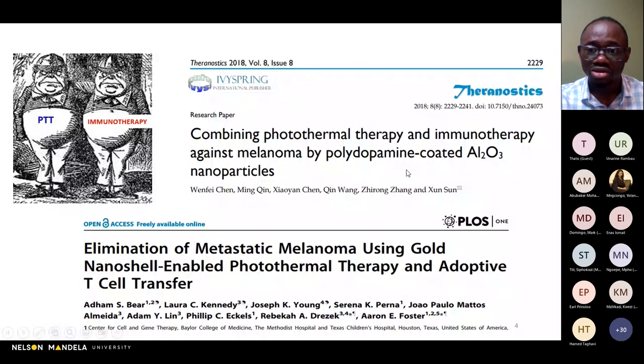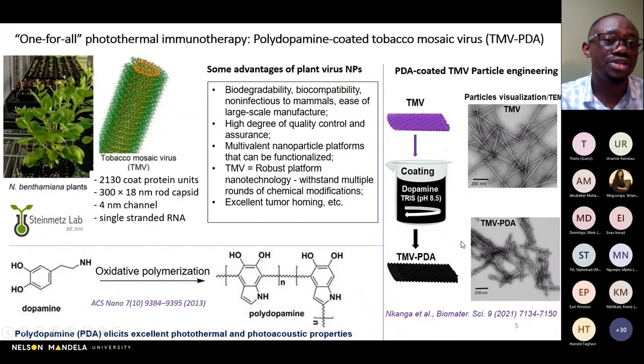These are two examples, using gold-aluminum oxide nanoparticles combined with, if I recall, some Toll-like receptor ligand. And here they combine gold nanoparticles with adoptive cell transfer, so injecting T cells actively after photothermal therapy, and that's where they were able to achieve eradication of melanoma. In our case, we considered developing a one-for-all nanoparticle achieving both photothermal therapy and immunotherapy.